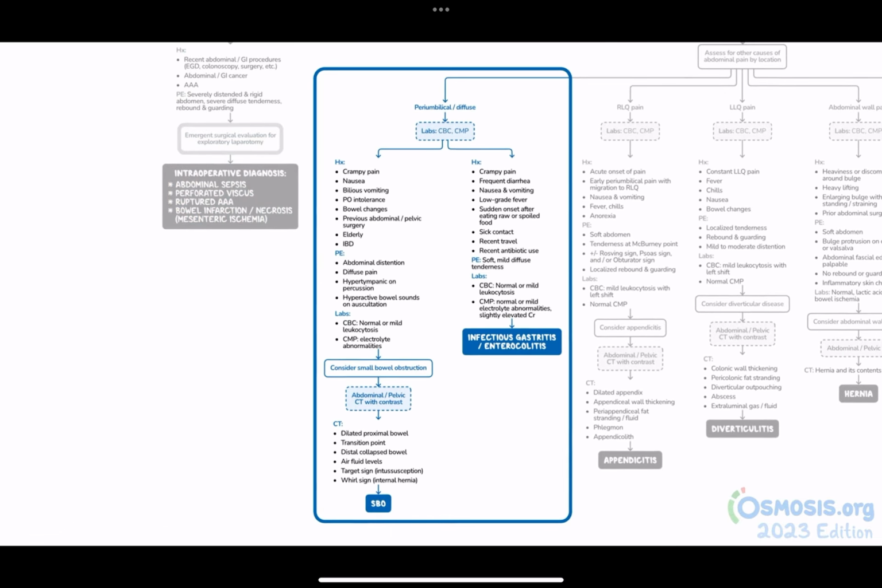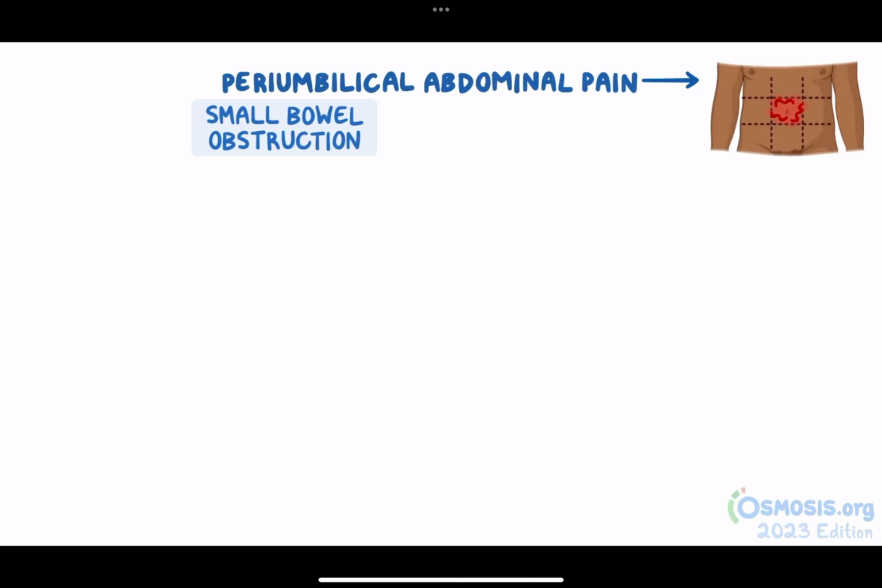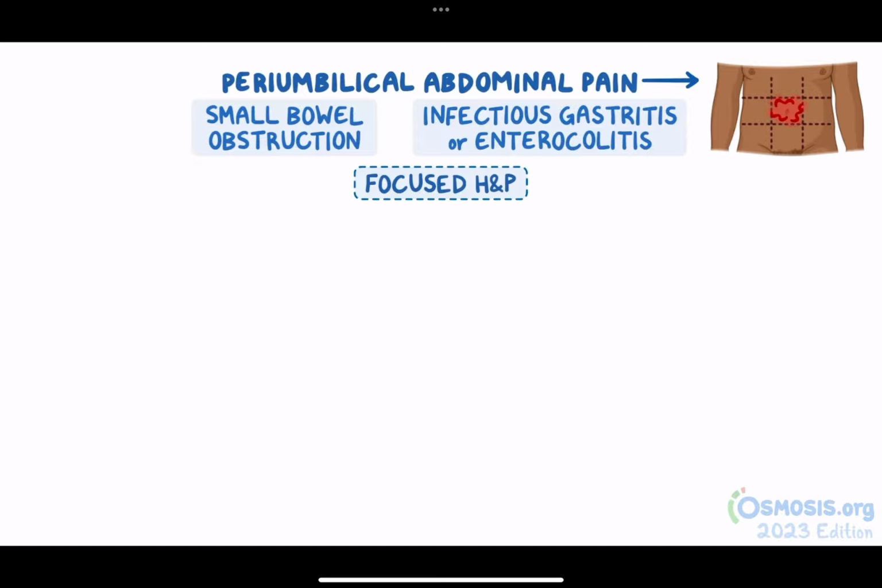Let's start with the causes of periumbilical abdominal pain, which include small bowel obstruction and infectious gastritis or enterocolitis. First, obtain focused history and physical exam. Small bowel obstruction is one of those not-to-miss causes of periumbilical abdominal pain.